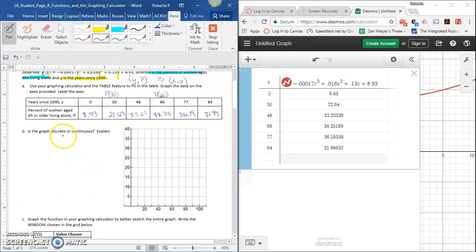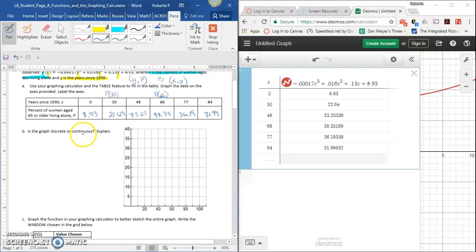So I want to talk quickly about discrete or continuous before we graph our function, simply because we want to know whether we want to connect the points or not. So can the years be broken up into fractional pieces that make sense? And the answer is yes. And can the percent of women be broken up? And since it's talking about percent and not women as a number, then that too can be broken up.